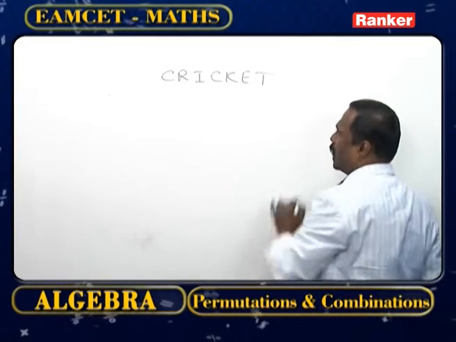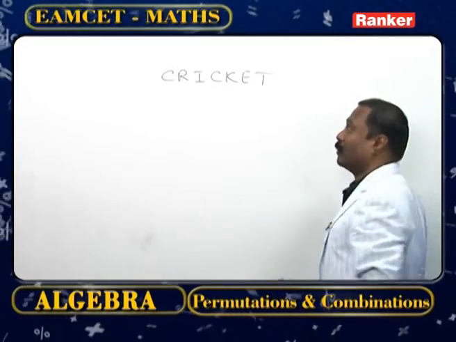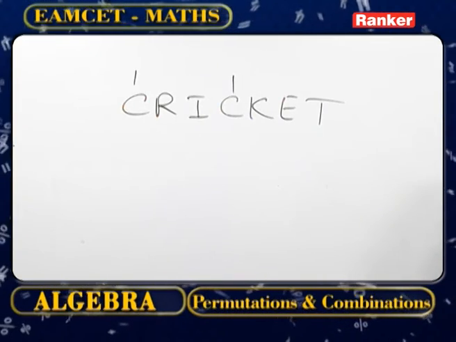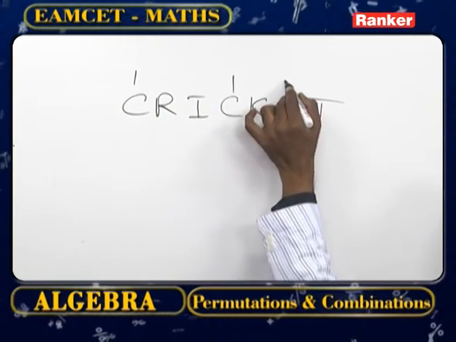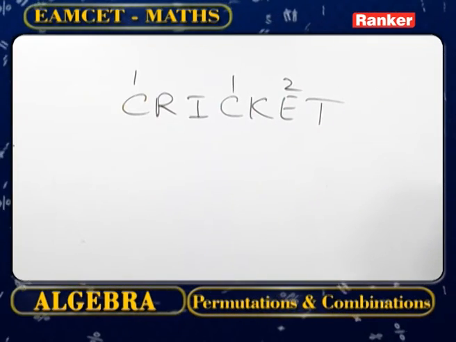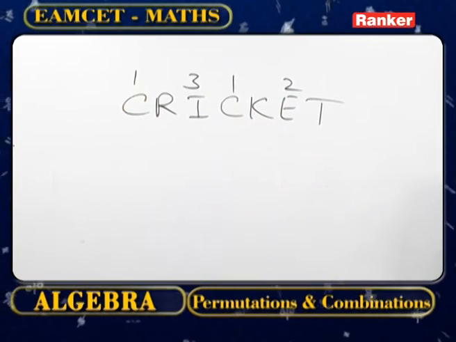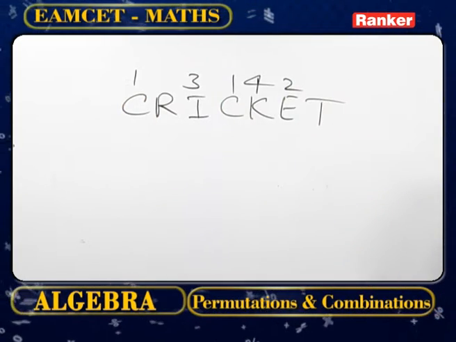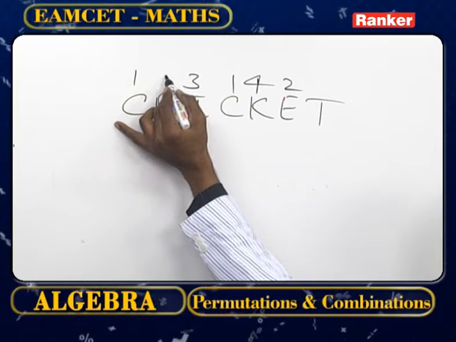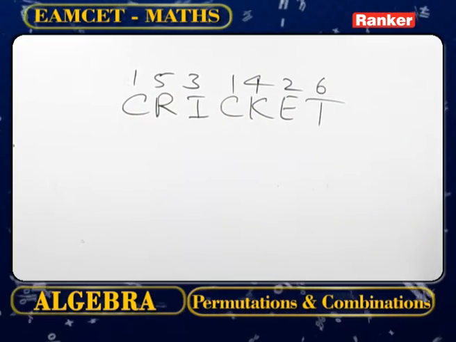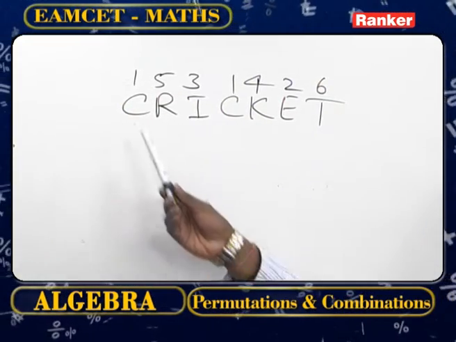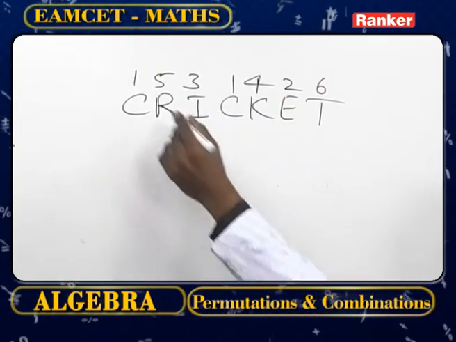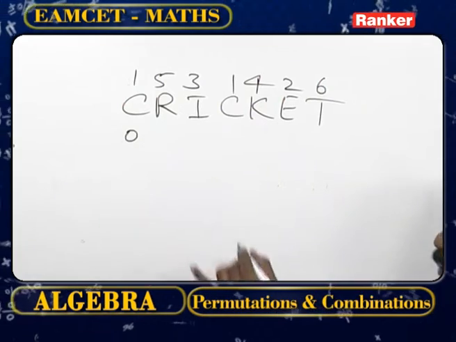Let us give the alphabetical numbering. C is 1. Next, E is 2. I is 3. IJK is 4. RST is 5, 6. So, 2 ones are here. Then, less than 1, nothing is there.